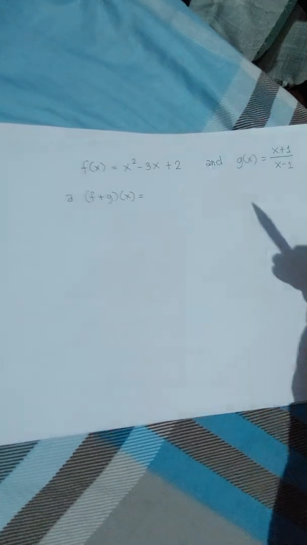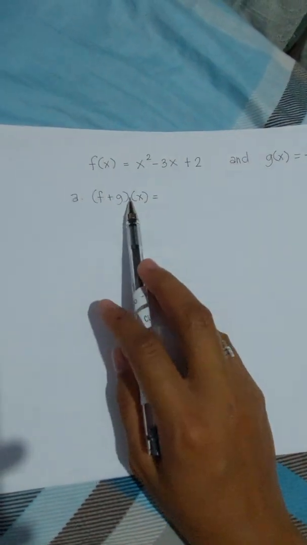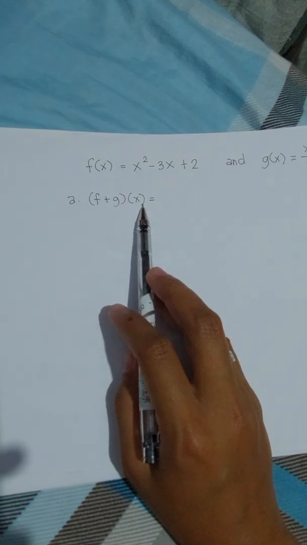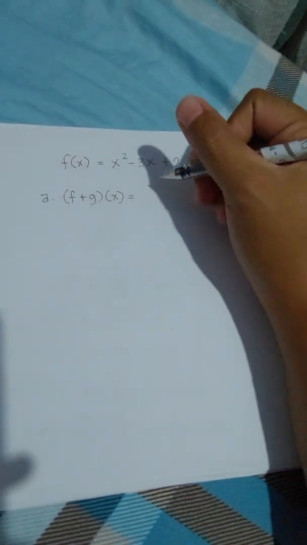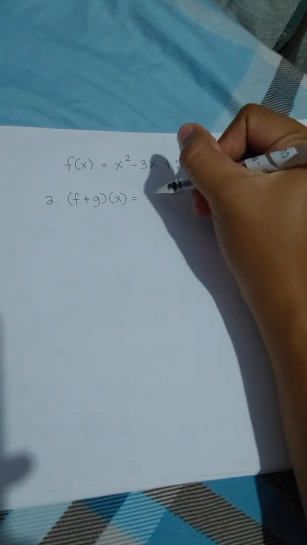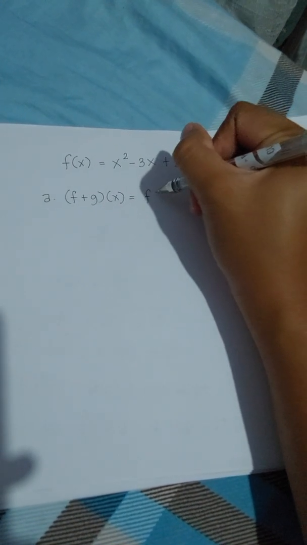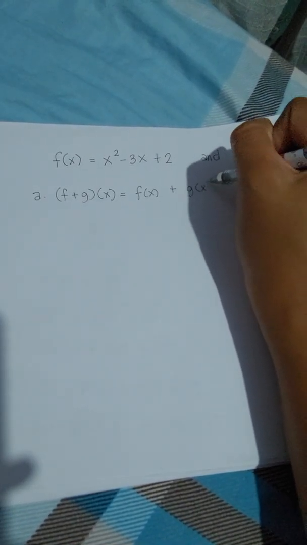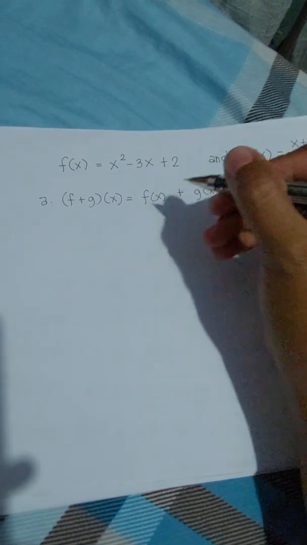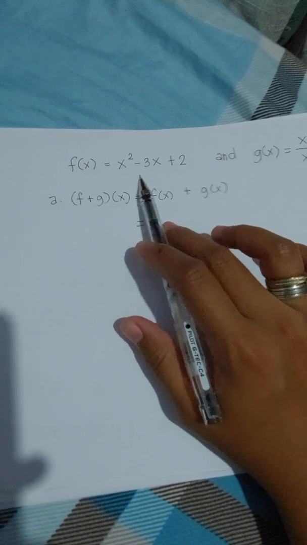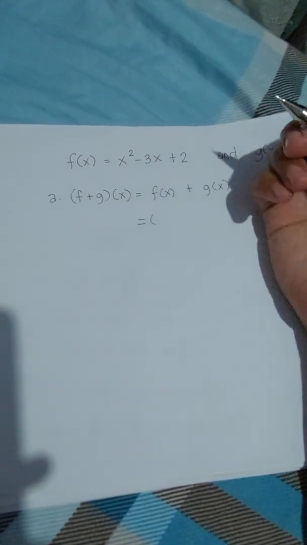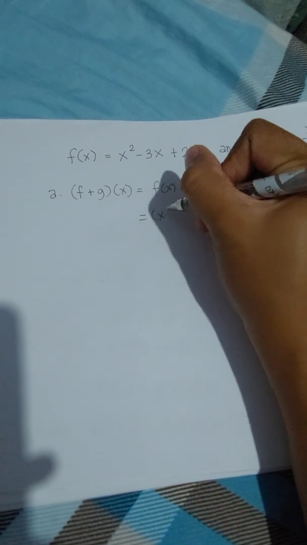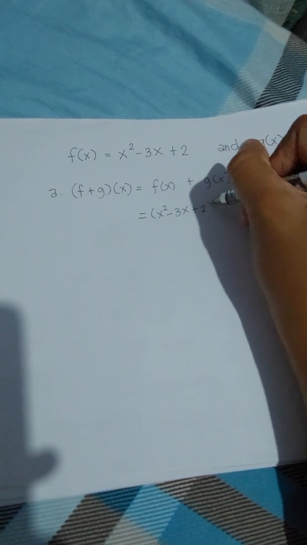Of course, in order for you to solve the f plus g of x, you are going to start with the definition of f plus g of x. So we have, it is equal to f of x plus g of x. All right. So next, substitute what is the f of x. You have to use the parentheses. So x squared minus 3x plus 2.